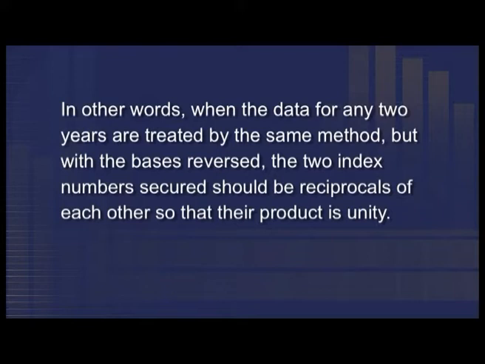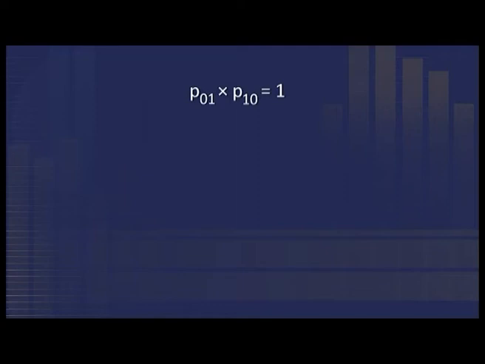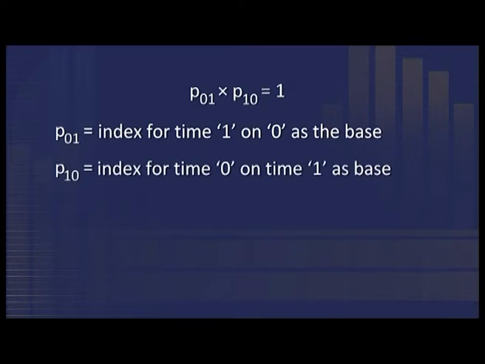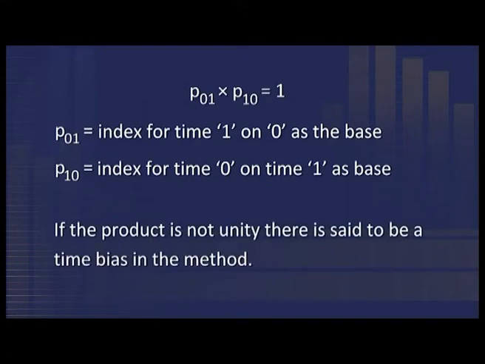Symbolically, the following relation should be satisfied. P01 into P10 is equal to 1, where P01 is the index for time 1 on 0 as the base and P10 is the index for time 0 on time 1 as base. If the product is not unity, there is said to be a time bias in the method.